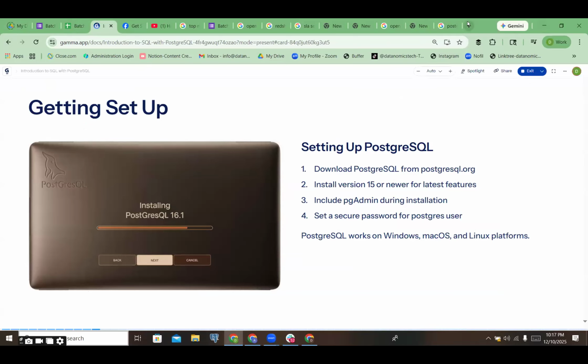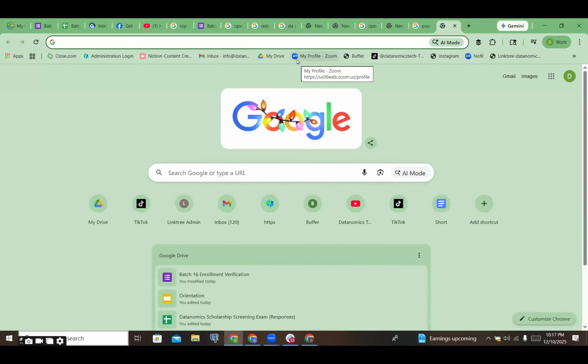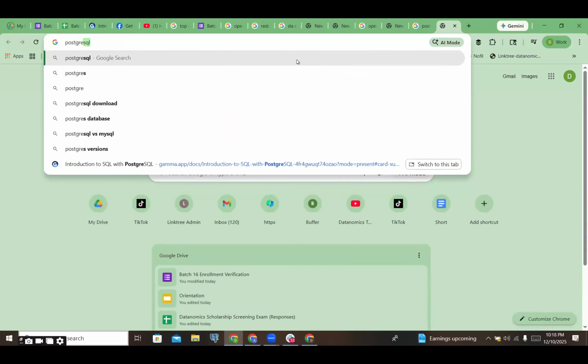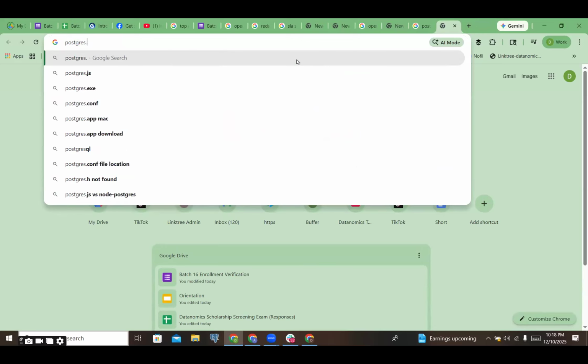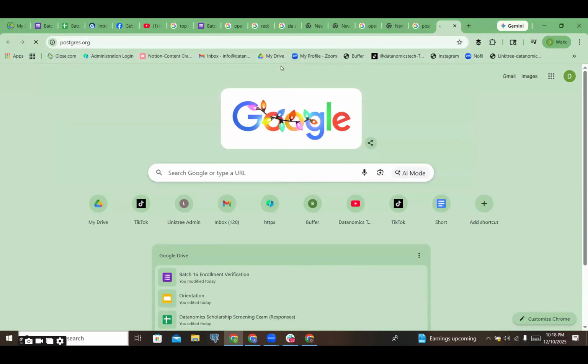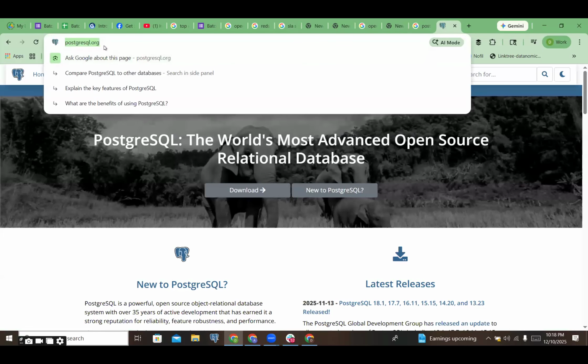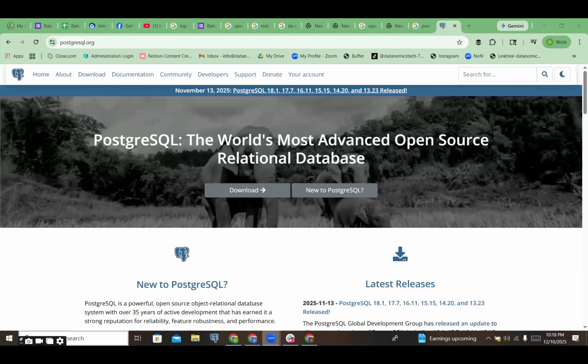And this is the official site, postgres.org. I'm going to give you the link in the chat.